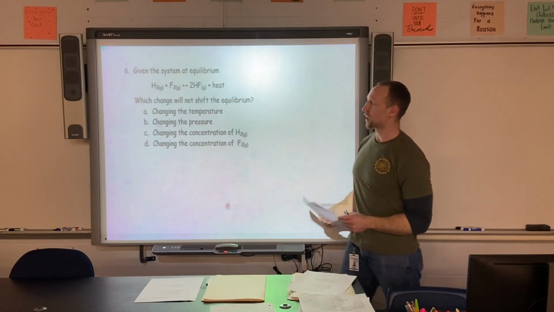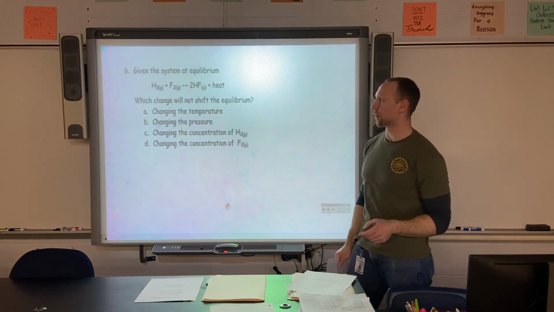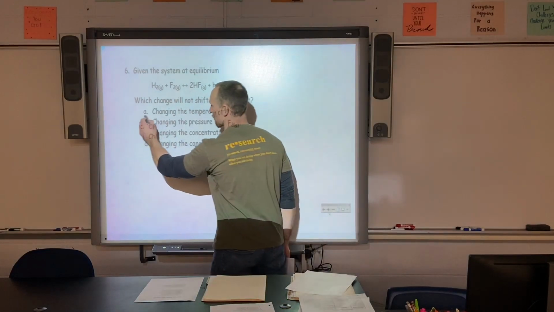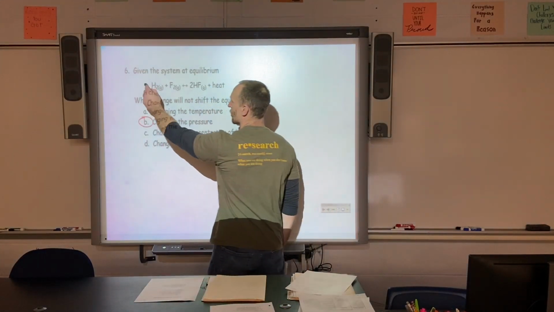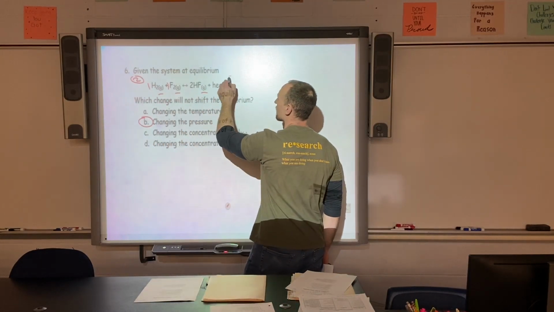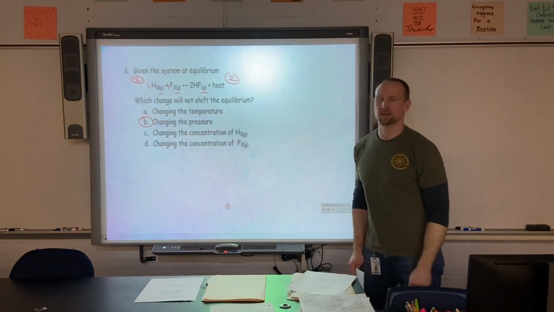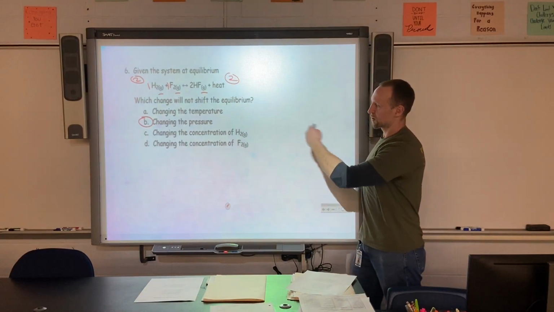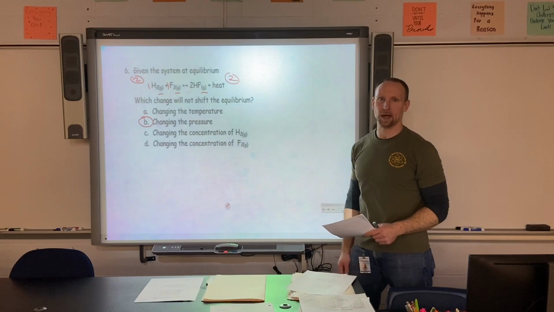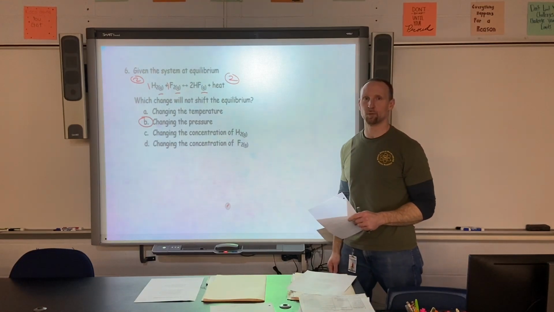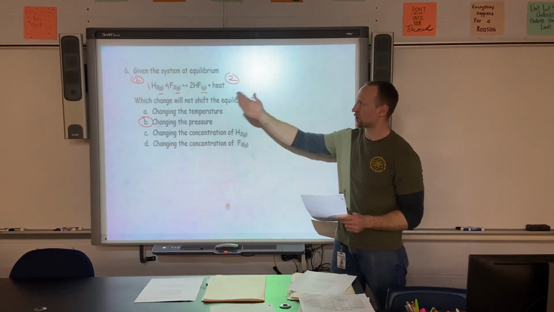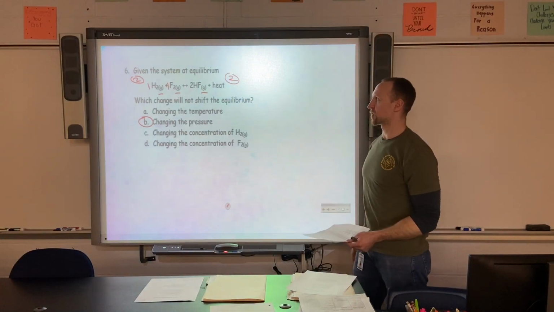Number 6, which change will not shift the equilibrium? So no effect at all. So the answer here is changing the pressure because 1 and 1 is 2. Only look at your gases. 2 on the right, equal amounts of gases on each side. The system can't respond to any changes, so nothing's going to happen. Neither side is more favorable, so we're not going to get any shift if we change the pressure when there's equal amounts of gases on each side of the reaction.